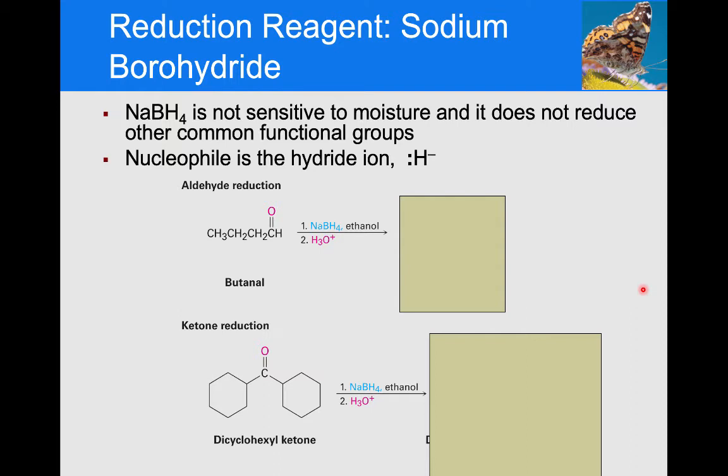All right, so welcome back. Again, what you want to think about when you see these reactions is that when you see sodium borohydride or lithium aluminum hydride, you want to immediately think about this as being H minus. And when you see this H minus, you want to immediately think that you're doing a reduction.